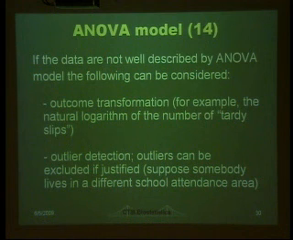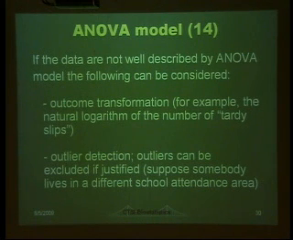Another way to prepare your data for ANOVA is to exclude outliers. But as soon as you see some outliers, some weird observations, you need to justify, and not necessarily in statistical terms, why this or that observation is significantly different from the rest of the group.